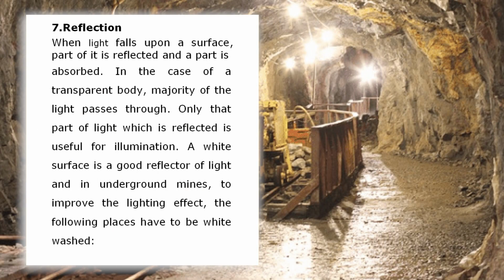Next is reflection. When light falls upon a surface, part of it is reflected and a part is absorbed. In the case of a transparent body, the majority of the light passes through. Only that part of light which is reflected is useful for illumination. A white surface is a good reflector of light, and in underground mines, to improve the lighting effect, the following places have to be whitewashed.